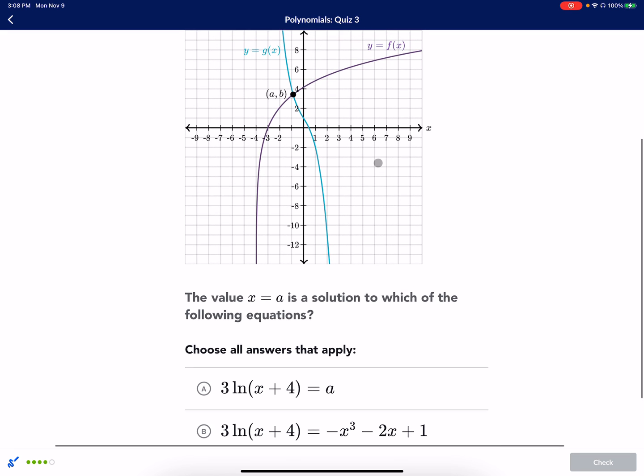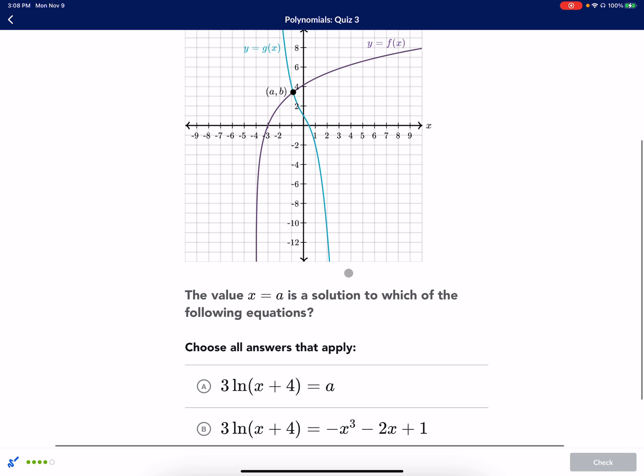Remember what solutions are, okay? Solutions are the x values where things share the y value. Okay, so if they're saying x equals a is a solution to which of the following, hey, that's right. Okay, so if I put in a on either of these functions, I'm going to get a height of b.